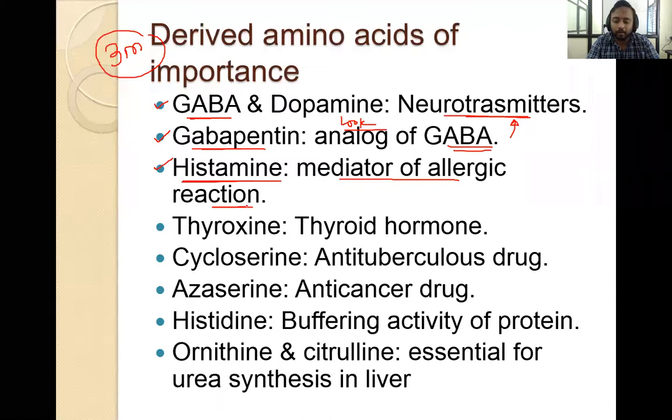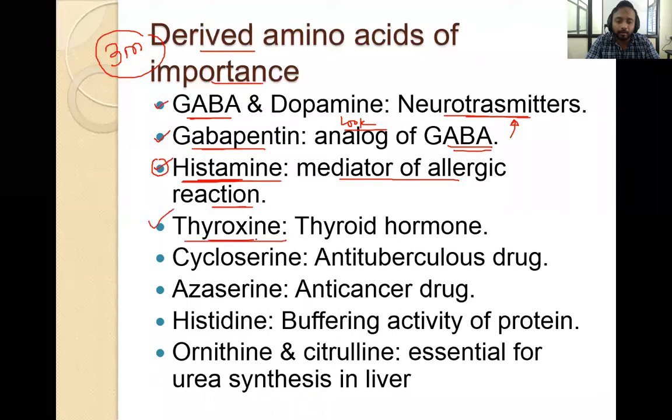Whenever you have a small insect bite, or even if you are going in some garden and some unknown leaf is there, because of the touch of those leaves you might start having itching over the area, it becomes red, it becomes swollen. So those are all allergic reactions to that particular external source. That is mediated by this chemical, a derived amino acid, histamine. An important example is histamine.